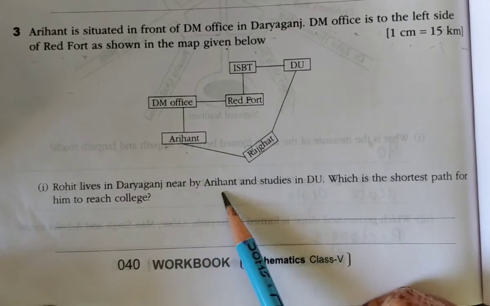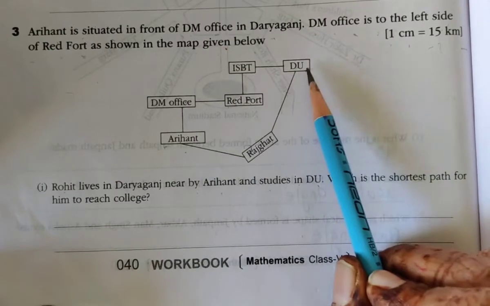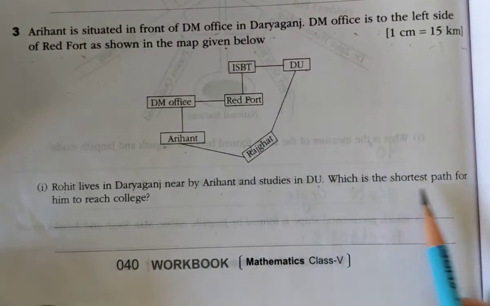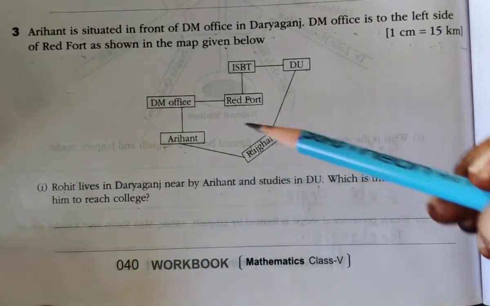Okay, now here the first question is, Rohit lives in Daryaganj nearby Arihant and studies in DU. This DU is a college. Okay, DU college is there. Which is the shortest path for him to reach the college?